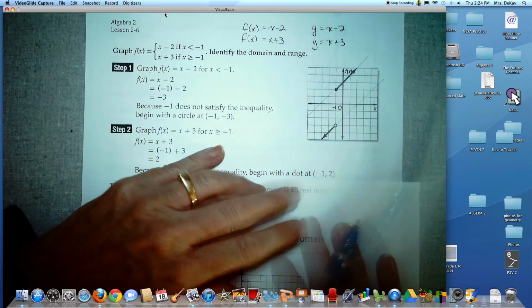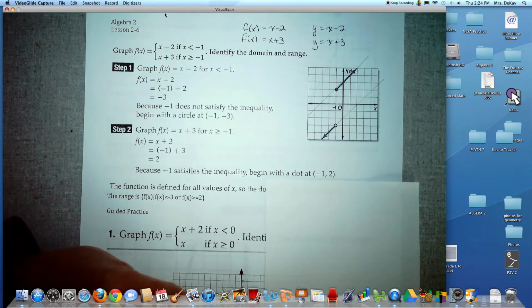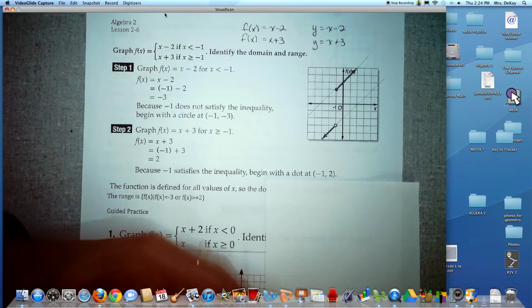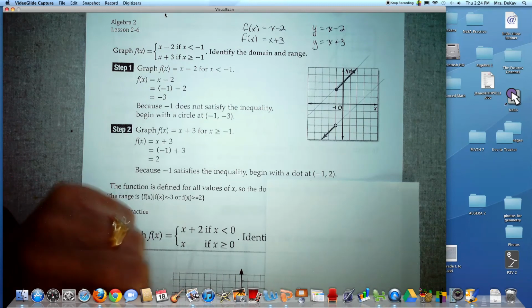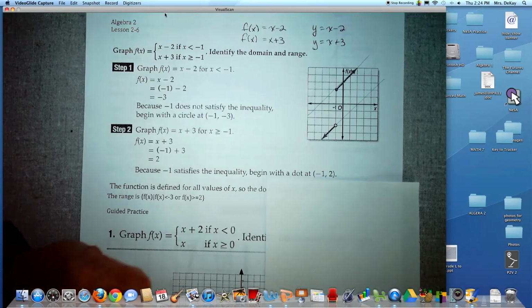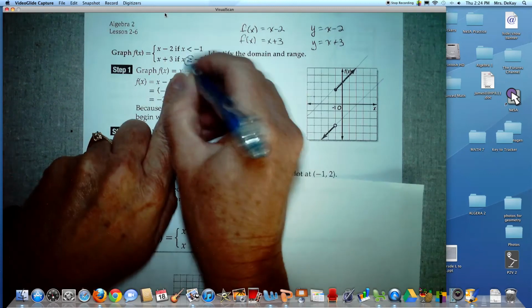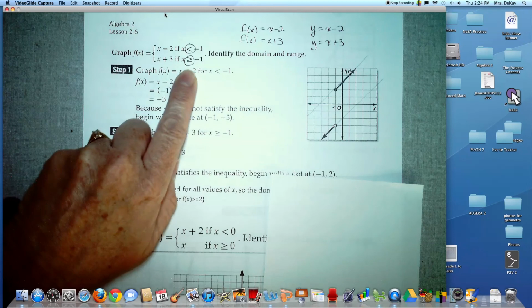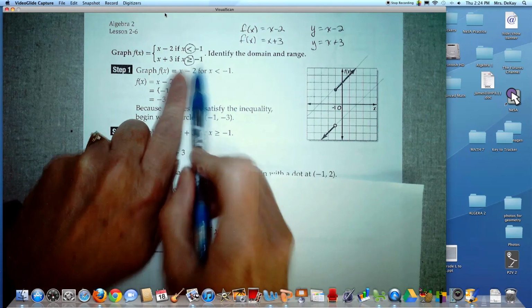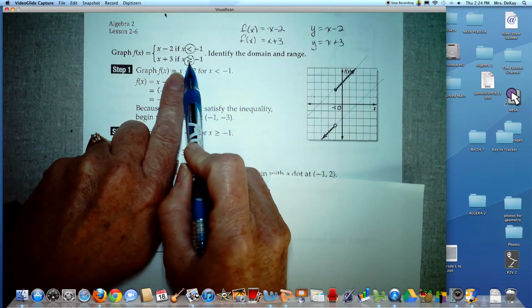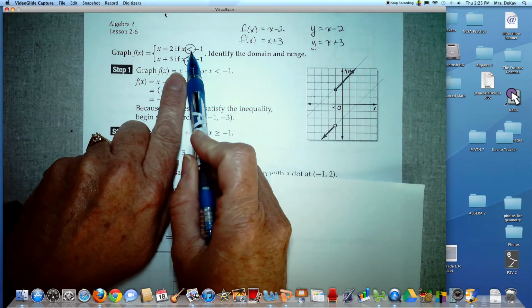So can you read the graph? I mean, do you understand what I just told you? Somewhat. Okay. Why is one of them colored in? That's a good question. The reason one's colored in and one's not involves these signs right here. If it has an equal sign under it, it'll be colored in. And if it doesn't, it'll be open.